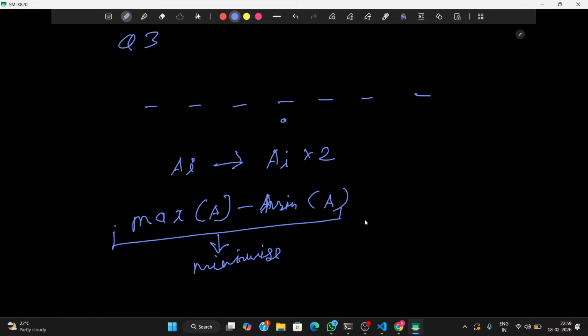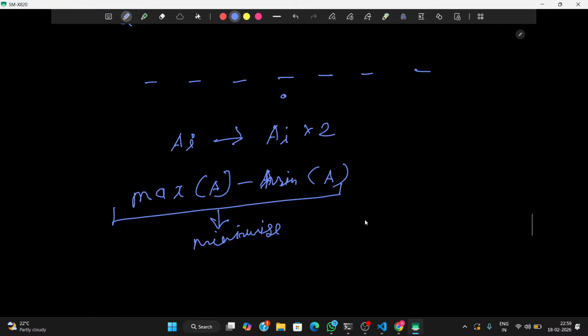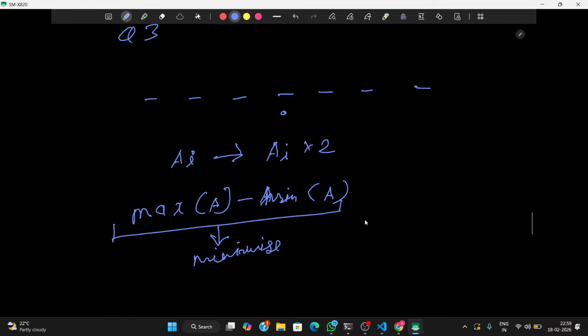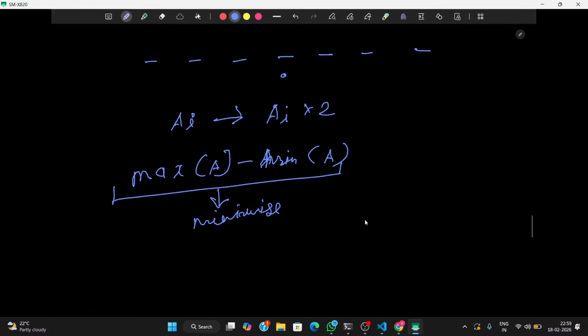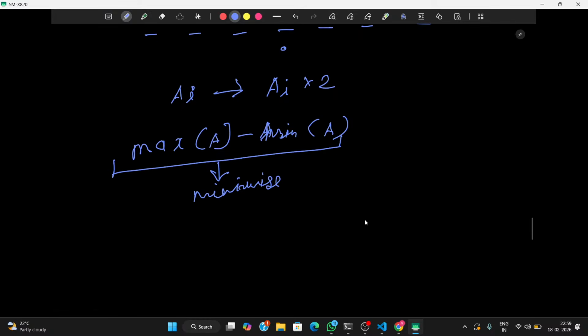You need to minimize this particular thing, right? I hope the question is clear to everyone. And now let's see what we can do. So first of all, suppose the current minimum element of the array A is AI. The AI is the current min.